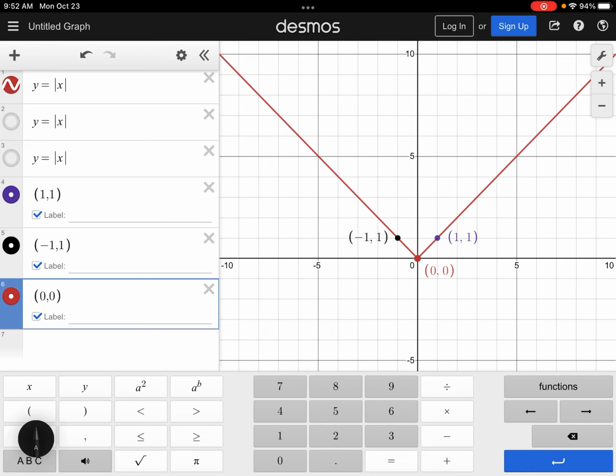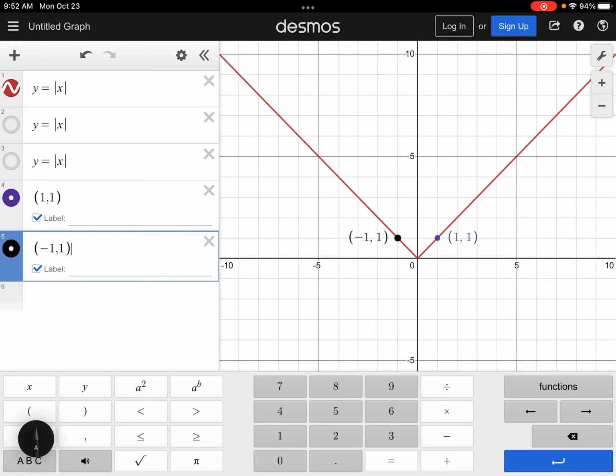And then my range, well, the lowest value that we have is at 0, right? The lowest y value we have is at 0. Range is your y values up and down. The lowest value is at 0, and we go up to +infinity. So in interval notation, we'd use a bracket at the 0 because we're including 0. And then we would go up to +infinity and close it with a parenthesis. All right, so that would be my domain and range.